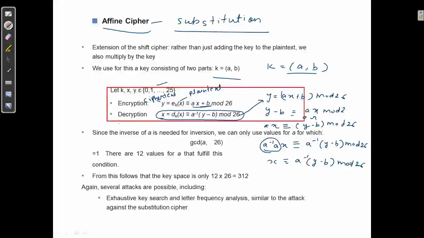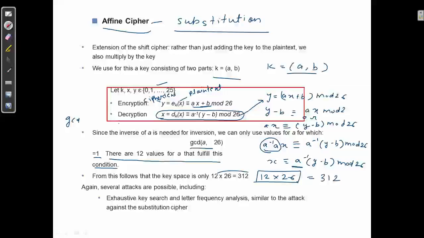Now since the inverse of a is needed, because to decrypt the message we need a inverse, we only choose the value of a for which GCD of (a, 26) is 1. b can be anything, but GCD of (a, 26) should always be 1, and there are only 12 values that fulfill this condition. So the key space is 12 into 26, which comes out to be 312.